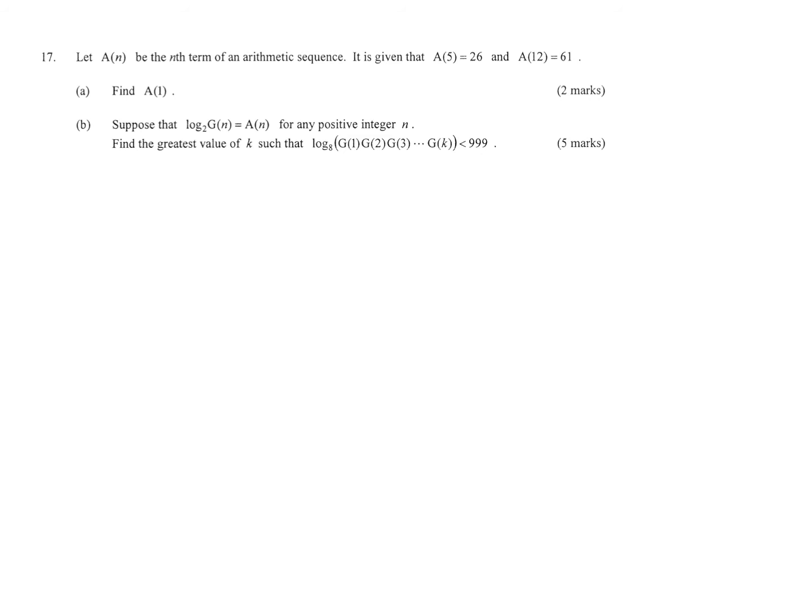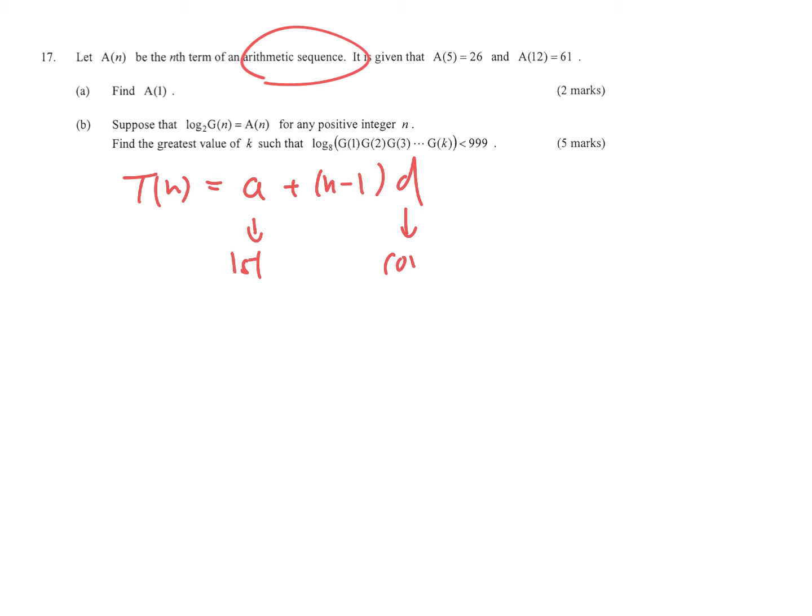Well, question 17 is about arithmetic sequence, as mentioned here. For the arithmetic sequence, you should know that the general term is equal to a plus (n minus 1)d, where a represents the first term and d stands for the common difference.